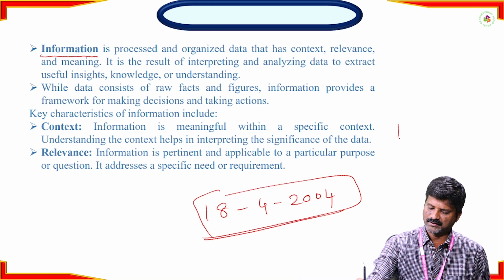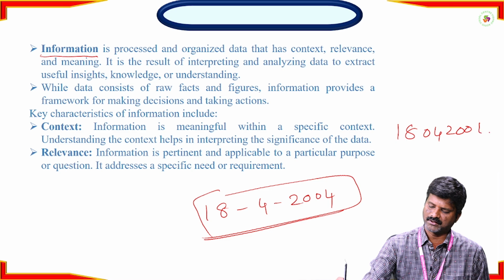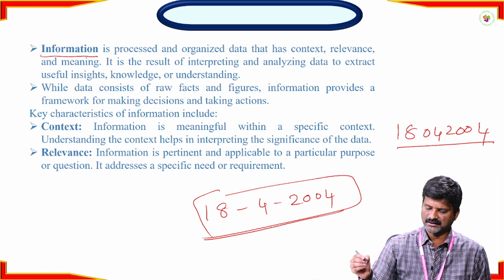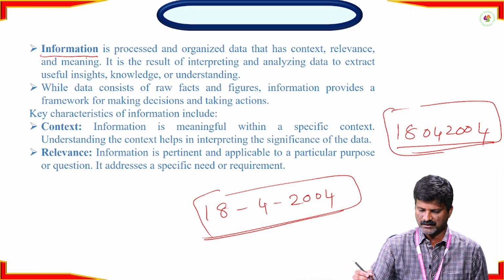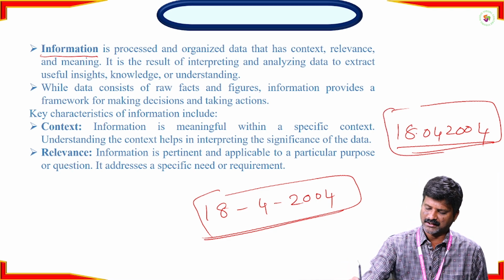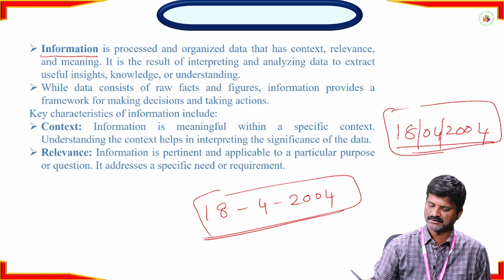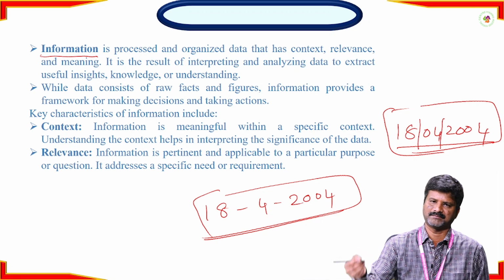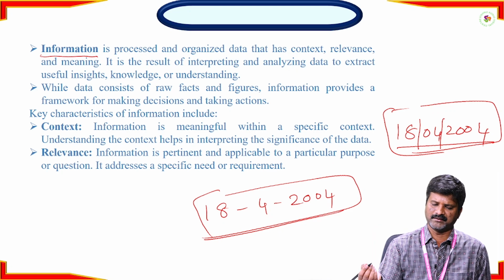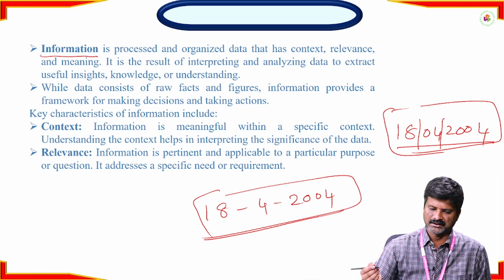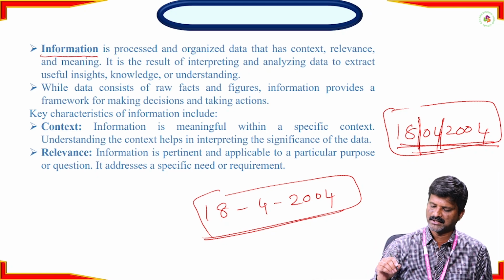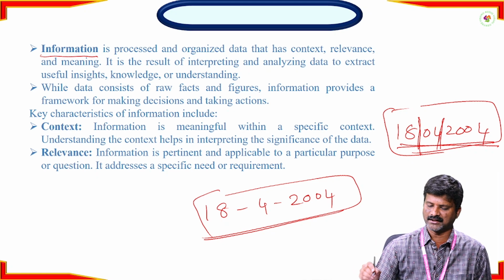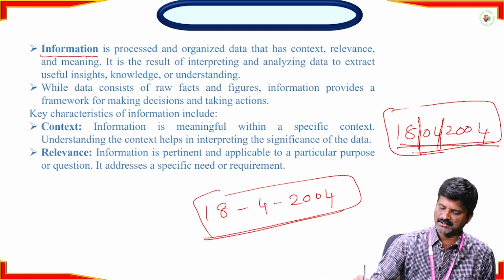Suppose you take 18.4, 2004 like this, there is no context and no relevance in this particular data. This is simply raw facts and figures. When you add some context to this data, like a slash or hyphen, then you can identify that you are representing a date, maybe a joining date, a date of birth, or an order date. Whatever it may be, you are adding context and relevance. That's why information is processed and organized data that has context, relevance and meaning. There is a specific meaning.